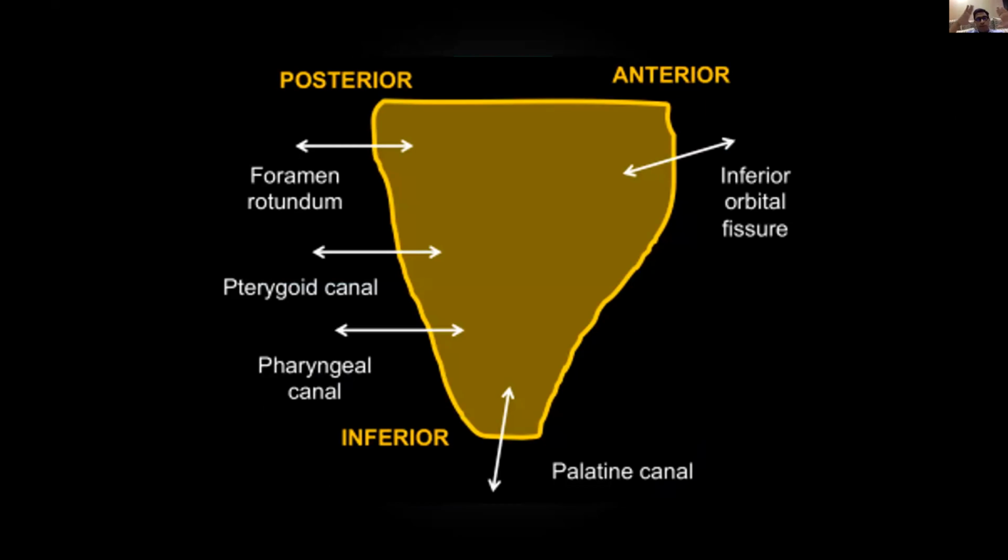So as I said, it is an inverted pyramid. To understand the important structures once again, you have the greater and the lesser palatine nerves at the floor. You have posteriorly the foramen rotundum, the pterygoid canal, and the pharyngeal canal, and anteriorly the inferior orbital canal. So these are 5 important neural structures which meet at the pterygopalatine fossa.